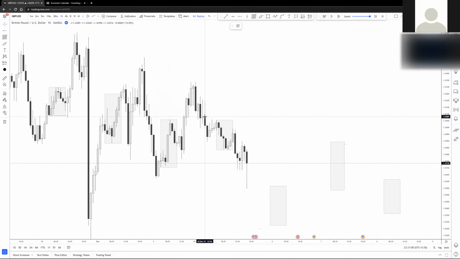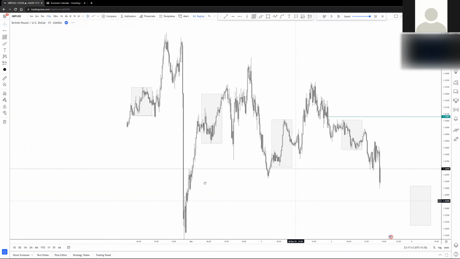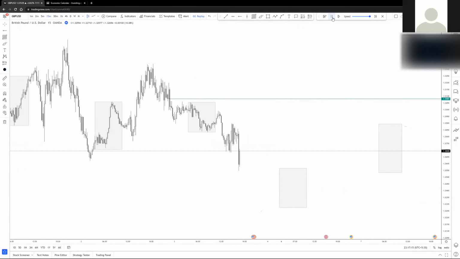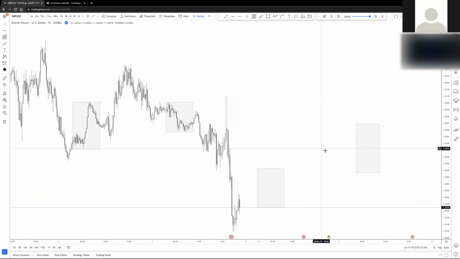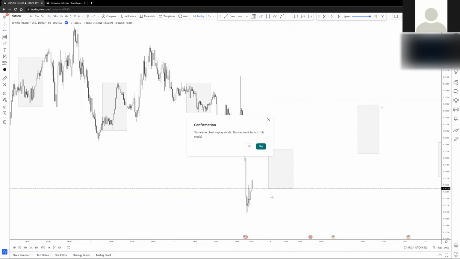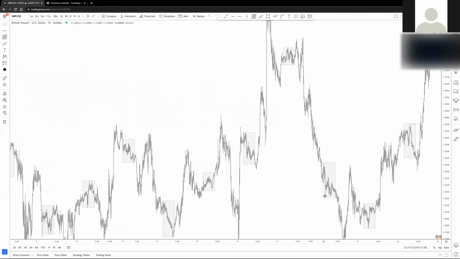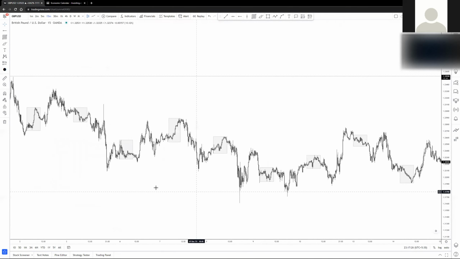A wick. Yeah, that one. But if you go to a 15-minute, you can see the body of the candle has never been tested yet. And here comes NFP and then the drop. So yeah, you could have just traded along with that. And let me show you some more setups.